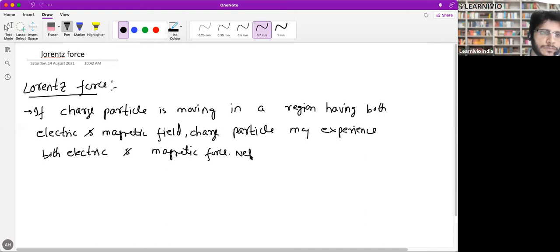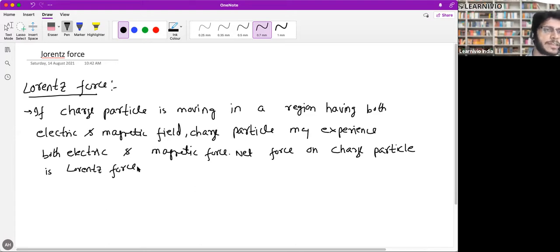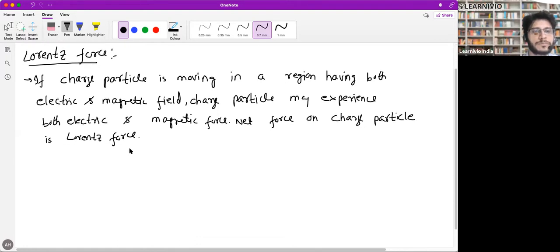The net force on the charged particle is the Lorentz force. So the net force acting on the charged particle is the Lorentz force. That's the Lorentz force. Lorentz force means the sum of electric and magnetic force both.